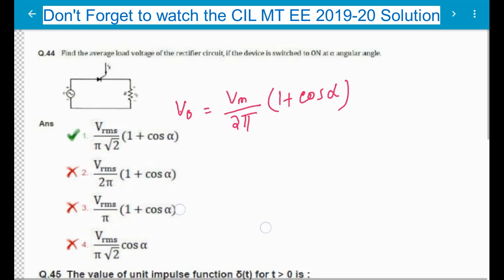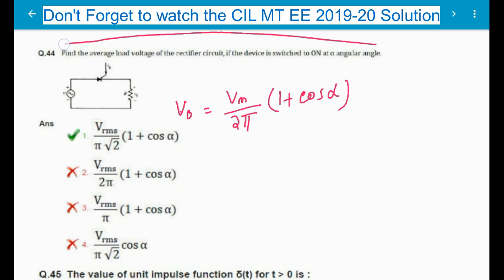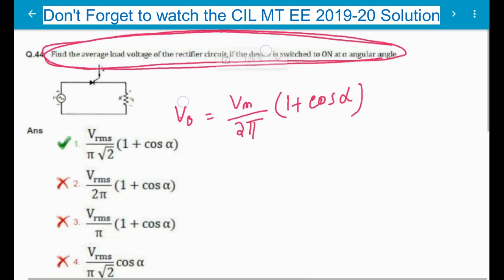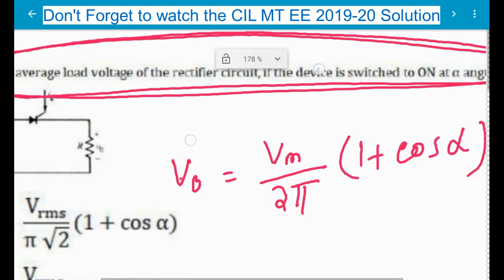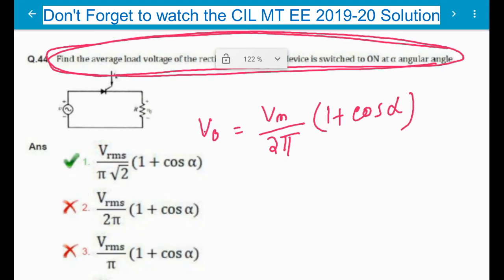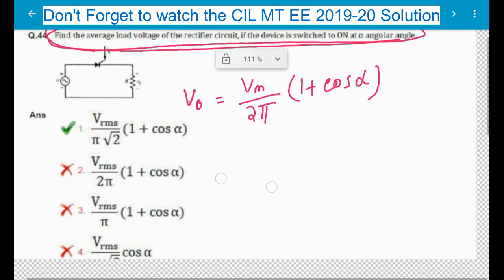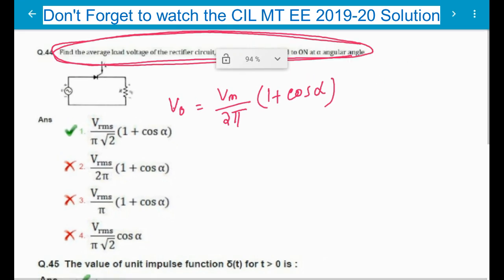Sorry for this, because it is not actually visible correctly. So this is Vm by 2π into (1 plus cos alpha).